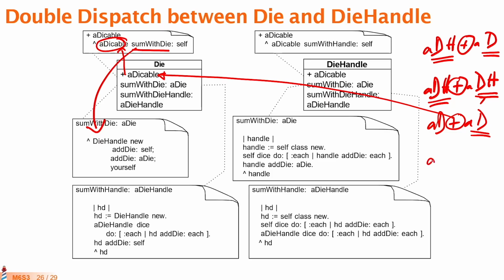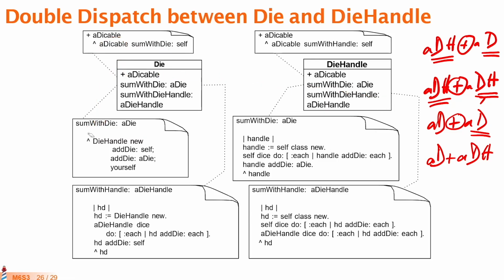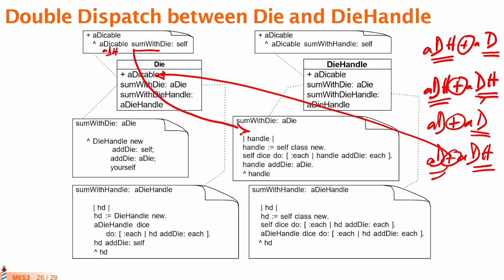Now, what do we have that is missing? We have a die plus a DieHandle. Okay, so let's erase that. So a die, the plus is what? This is sent to a die, so this will be this one again. Now I know that this is a DieHandle. So here I will have a DieHandle. So I will send sumWithDie to a DieHandle, the same handle, sumWithDie. So this means I will jump here.